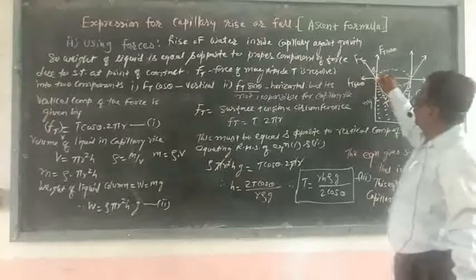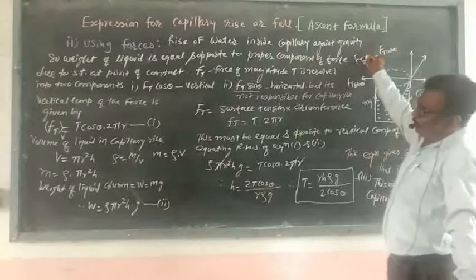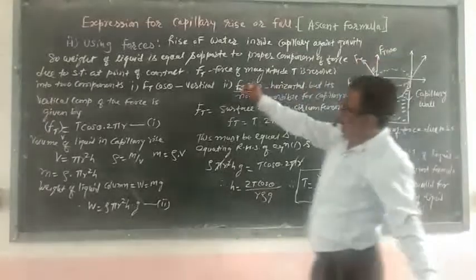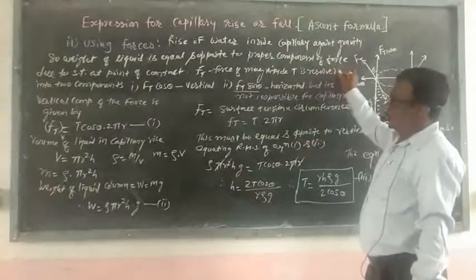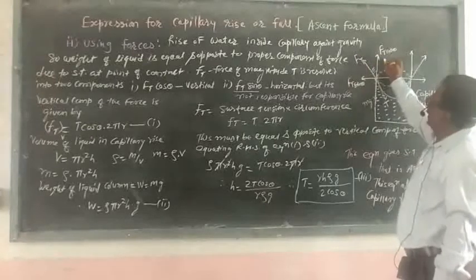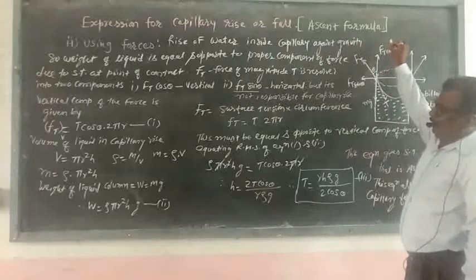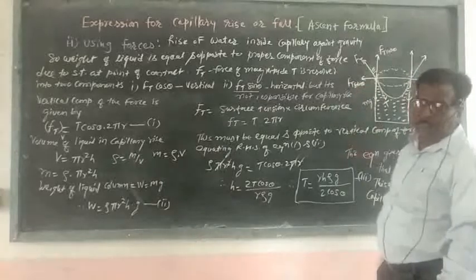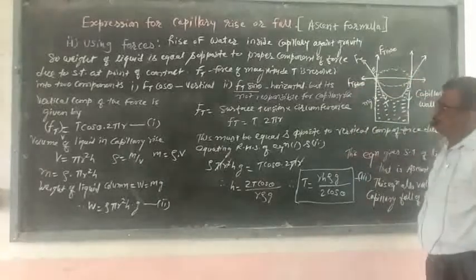And this is the force of tangent. Then we write force of tangent Ft. The magnitude of T is resolved into two components. First component is Ft cos theta, that is the vertical component, and second component is Ft sin theta. These components occur on both sides.